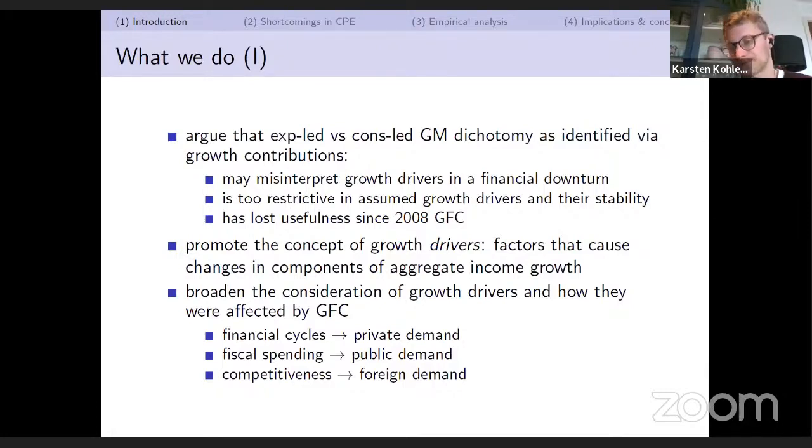We argue that growth drivers are factors that cause changes in the components of aggregate income growth. In that sense, they're different from growth contributions, which just show you which of the components of GDP growth have been most dynamic. The growth drivers instead look at causal factors that potentially are behind changing dynamics in the growth components. We then aim to broaden the consideration of growth drivers and how they were affected by the global financial crisis. We essentially focus on three issues. We focus on financial cycles as a source of private demand. We look at fiscal spending as a source of public demand. And we look at different dimensions of competitiveness as a source of foreign demand.